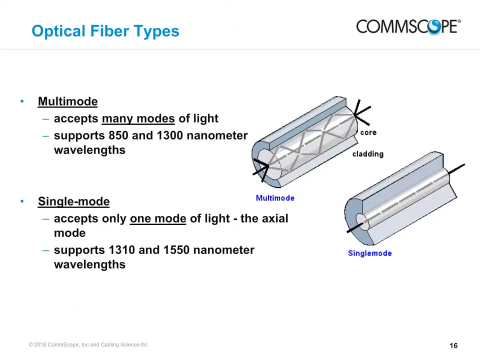Fiber types get their names from how they handle light and their physical construction. The two types are: multimode means it will accept many modes of light because of its large numerical aperture. It supports both 850 and 1300 nanometer wavelengths. Single mode accepts only one mode of light, the axial mode, and supports both 1300 and 1550 nanometer wavelengths. Both are considered dual wavelength fibers because they support two of the wavelengths used by transmission systems.